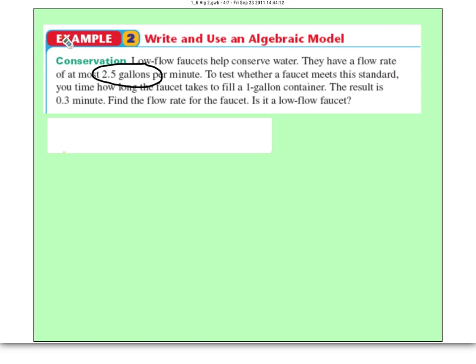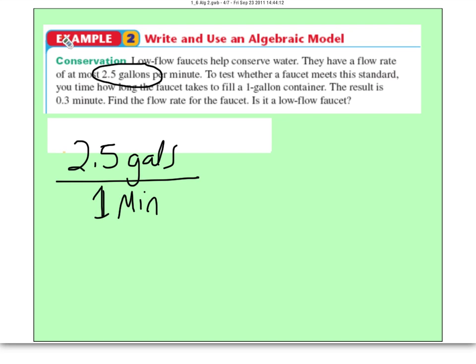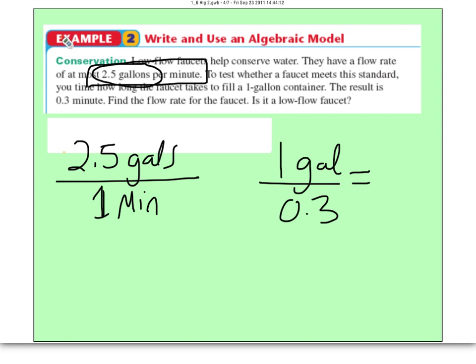So let's do this. They told us that the standard is 2.5 gallons per 1 minute. This one actually flows at, if we do it something similar, 1 gallon per 0.3 minutes. So really, we just set it up doing the gallons per minute because the requirement is how many gallons per minute they told us. So the setup is that they came up with the requirement is gallons over minutes.